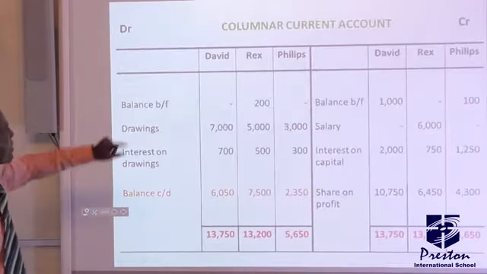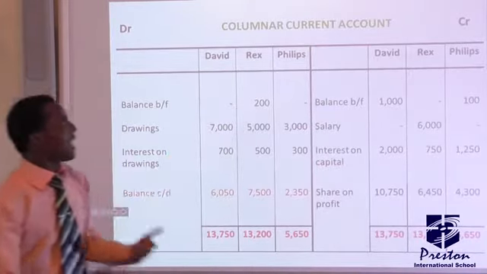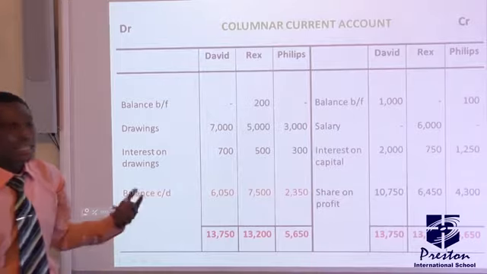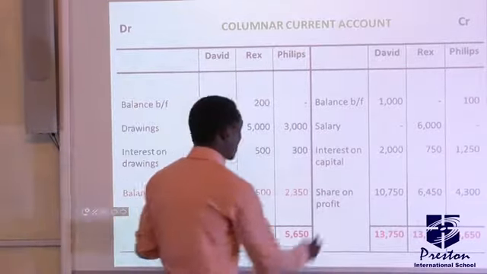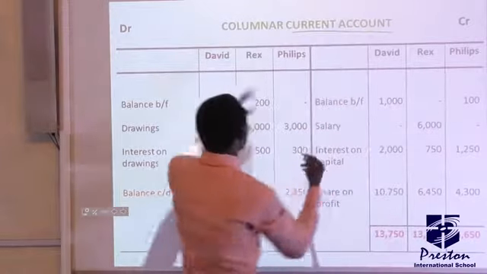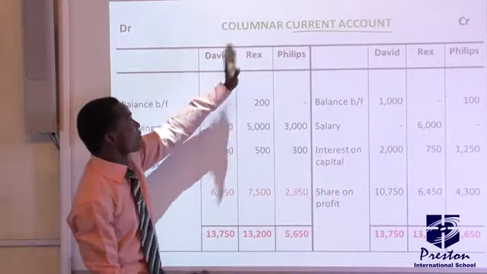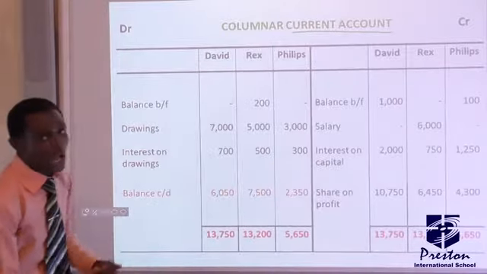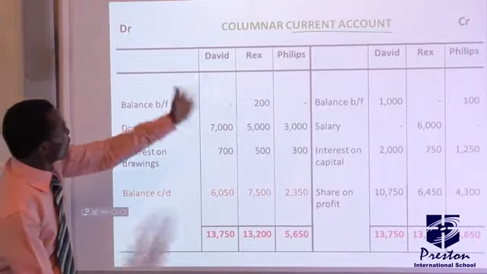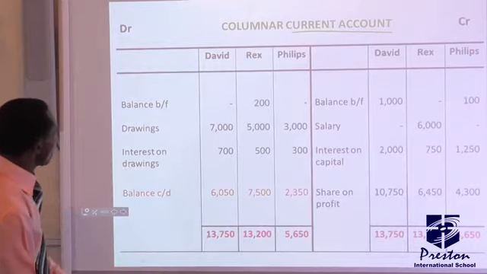So as that goes, how will our columnar current account look like? Now, the columnar current account is talking about the same current account we have been dealing with. So don't be confused with the adjective columnar, because it is in columns. That's why they call it columnar current account. So the current account, this is how it will appear.